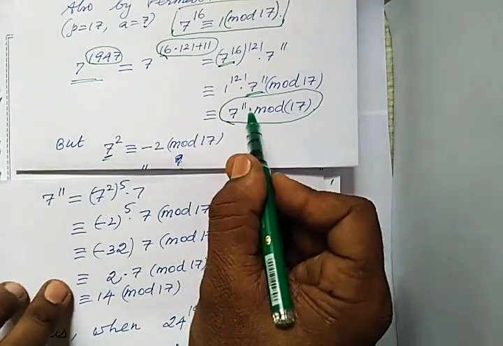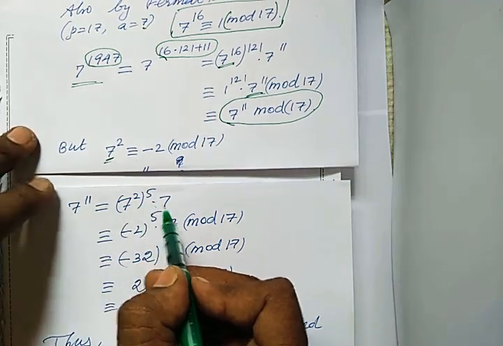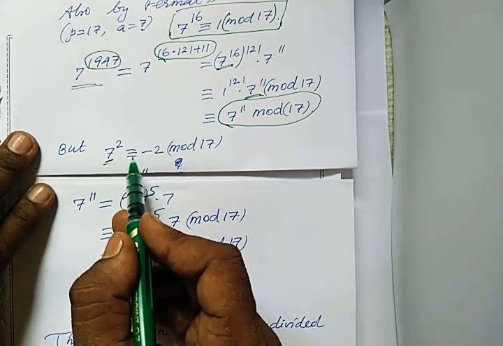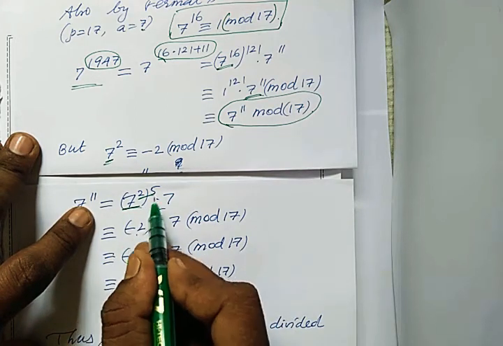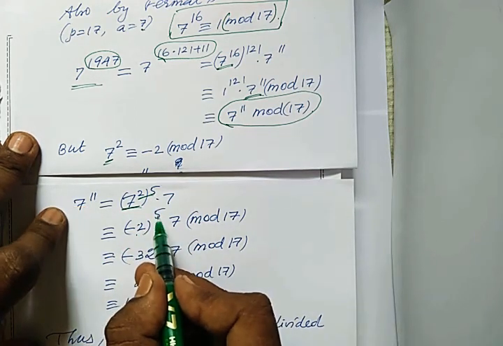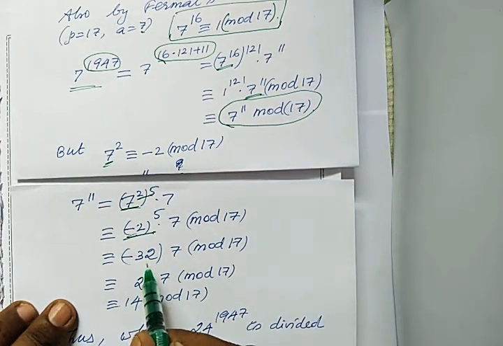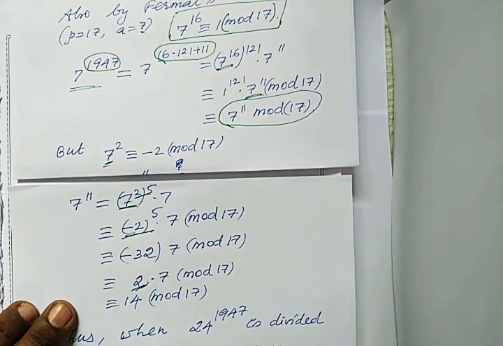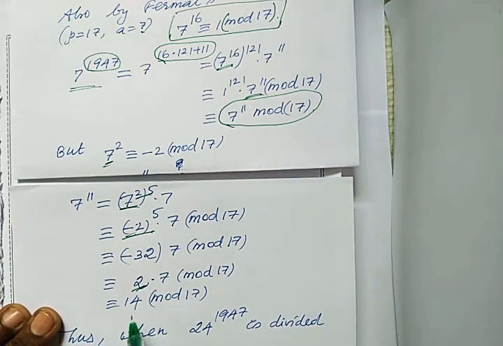Now 7 to the power 11. 7 to the power 11 can be written as 7 square to the power 5 into 7. This is 10 plus 1. But 7 square is congruent to minus 2 mod 17. So this becomes minus 2, and the 5 comes as it is. So minus 2 to the power 5 into 7 modulo 17. But this is minus 32, and minus 32 is plus 2 modulo 17. So this 7 comes as it is. So this product is 14.